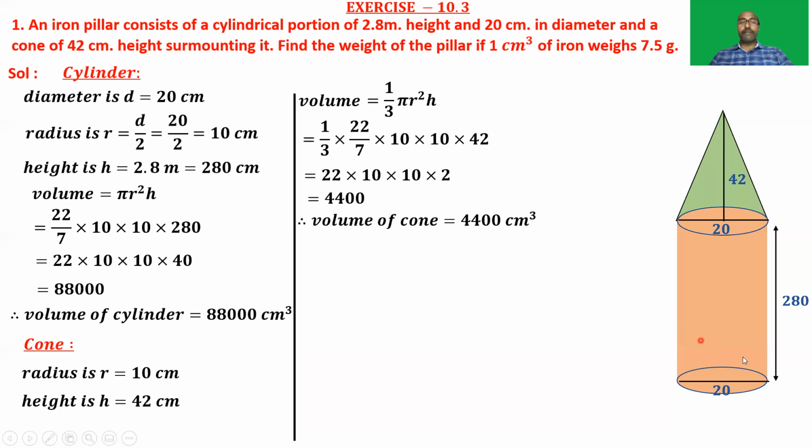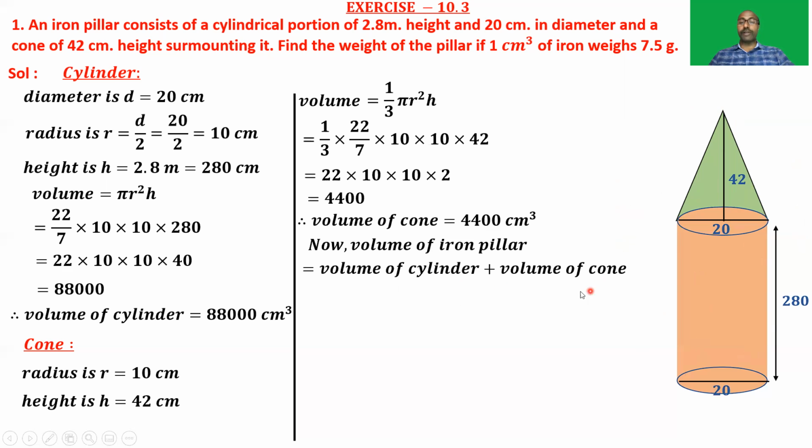Now the volume of this iron pillar is the sum of the volumes of cylinder and cone. So volume of cylinder plus volume of cone, and we have got that volume of cylinder is 88,000 centimeter cube and volume of cone is 4,400 centimeter cube. So now the volume of iron pillar is 92,400 centimeter cube.